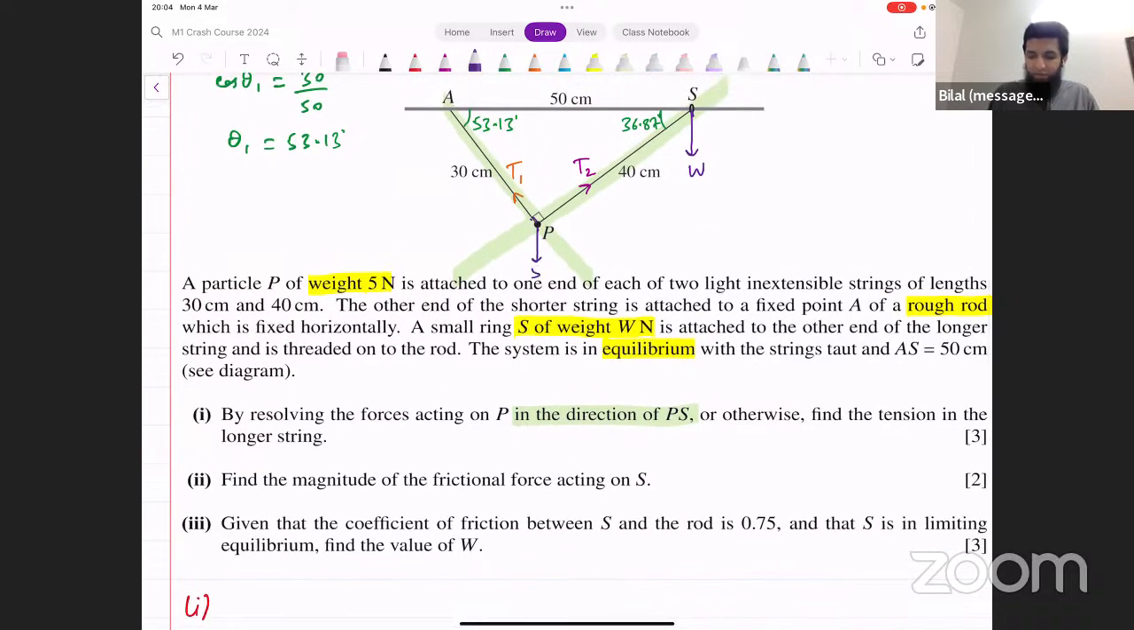Now, when we resolve this 5 Newton, how do we resolve this 5 Newton force? Let's figure out the angles. This angle is 53.13. If that angle is 53.13, what we can say is, if we have two components of 5 Newton, one is going to act in this direction and the other is going to act in this direction.